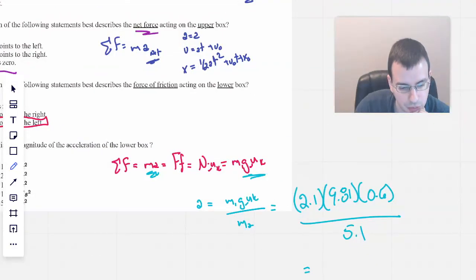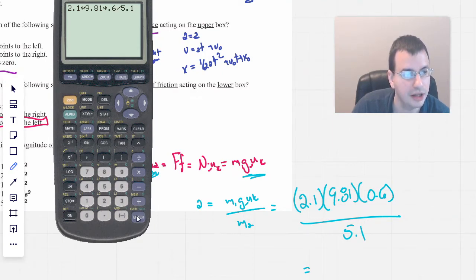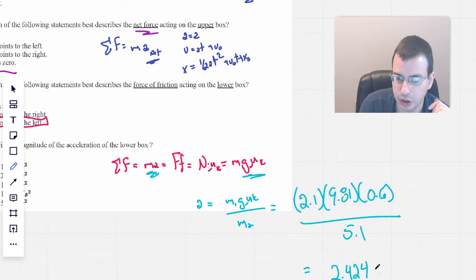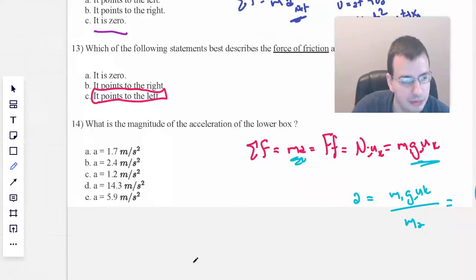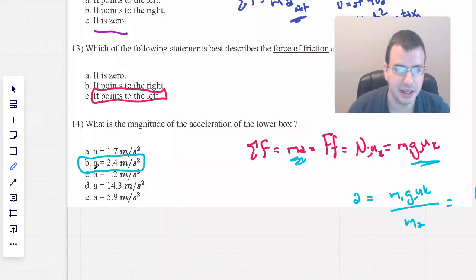Getting the calculator out: 2.1 times 9.81 times 0.6 divided by 5.1 gives us 2.424 meters per second squared, because it's an acceleration. Coming back over here, 2.4 is close enough, so I will call B the answer there.